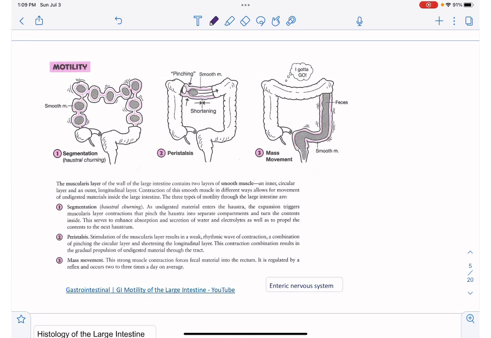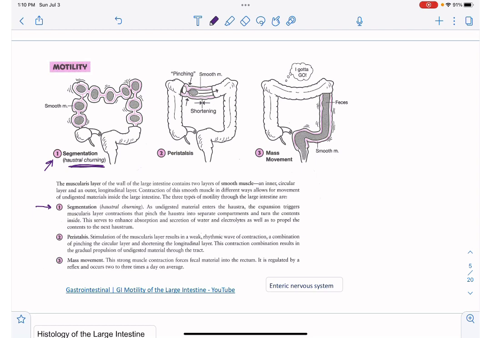Here we're looking at 3 different types of motility that occur in the large intestine. And all of these are being driven by the muscularis externa, the layers of smooth muscle in the large intestine wall. And the first type of motility is what we call segmentation or haustral churning. And I'll go ahead and just read about that. It says, as undigested material enters the haustra, the expansion triggers muscularis layer contractions that pinch the haustra into separate compartments and turn the contents inside.